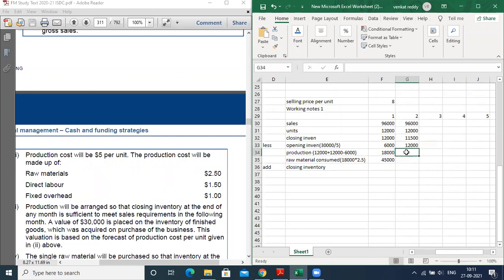Now the total production units will be, so sales are 12,000, then closing stock 11,500, then opening stock, how much? 12,000. So I hope it is clear for all. Then what is the raw material consumed? So how will we get the raw material consumed here? 11,500 into cost of raw material 2.5. So the total raw material consumed will be 28,070. Before I proceed to the next step, let me know, is it clear for all?